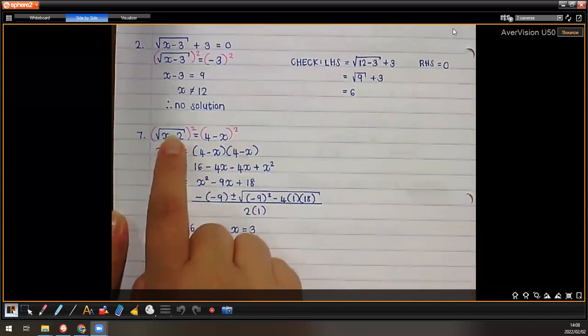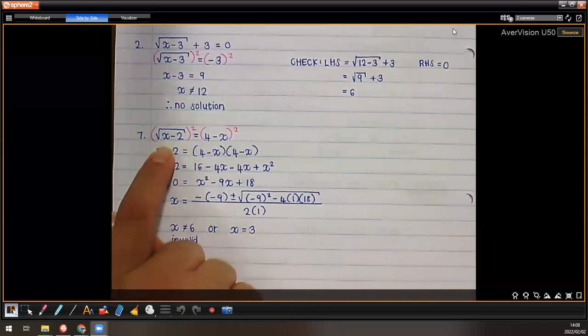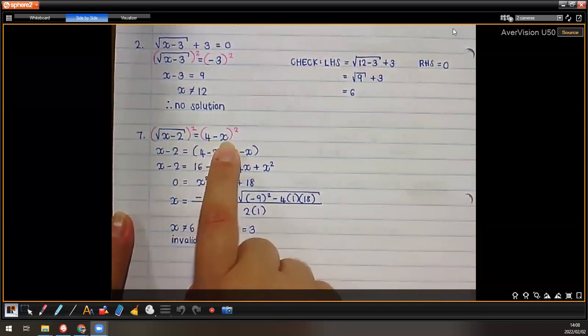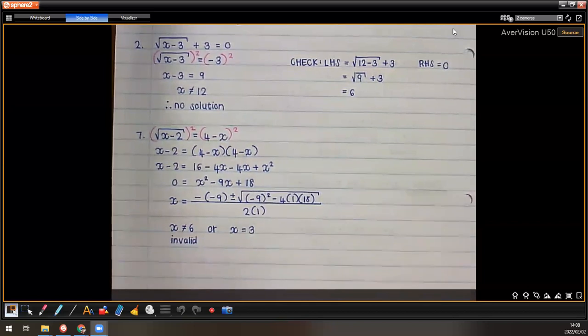Let's just quickly think about it, right? If x is 6, then I'm going to have 6 minus 2, which is 4. What's the square root of 4? The square root of 4 is 2, right? So if x is 6, then this side is 2. But what is 4 minus 6? Negative 2. All right, so I'm getting 2 on the one side and negative 2 on the other side, so they're not the same. Right, so that's why x equals 6 didn't work.